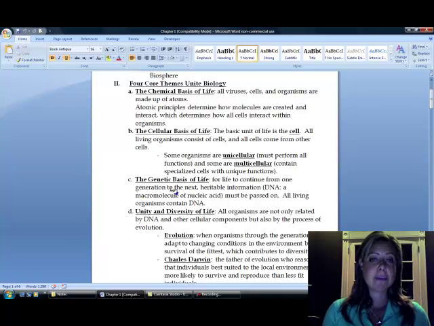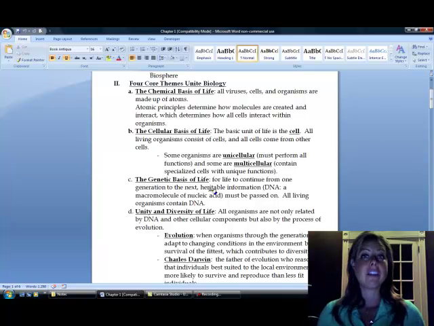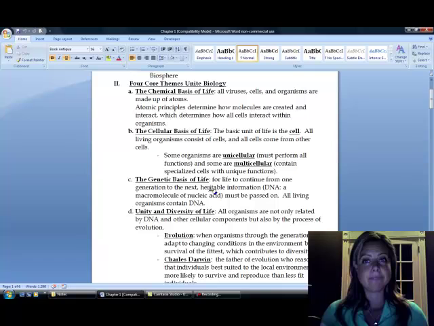Third thing, the genetic basis of life. That means that anything that's living has DNA. That's something that we all are going to have in common. As you'll see later when we get into the DNA stuff a little bit deeper, we all share the same genetic code, whether you're a bacteria, a plant, an animal, whatever it is, we all have that same basic genetic code. If you think about it, that's a really good argument for evolution.